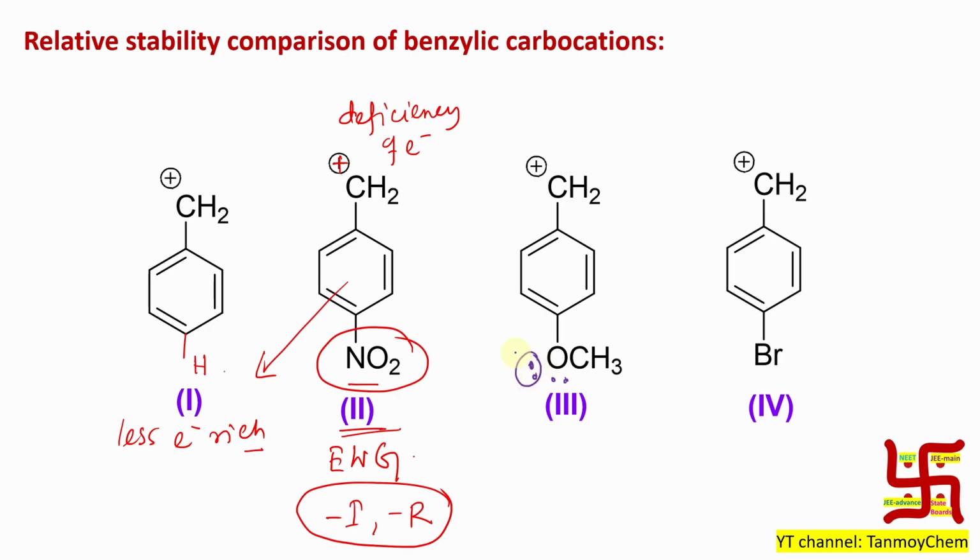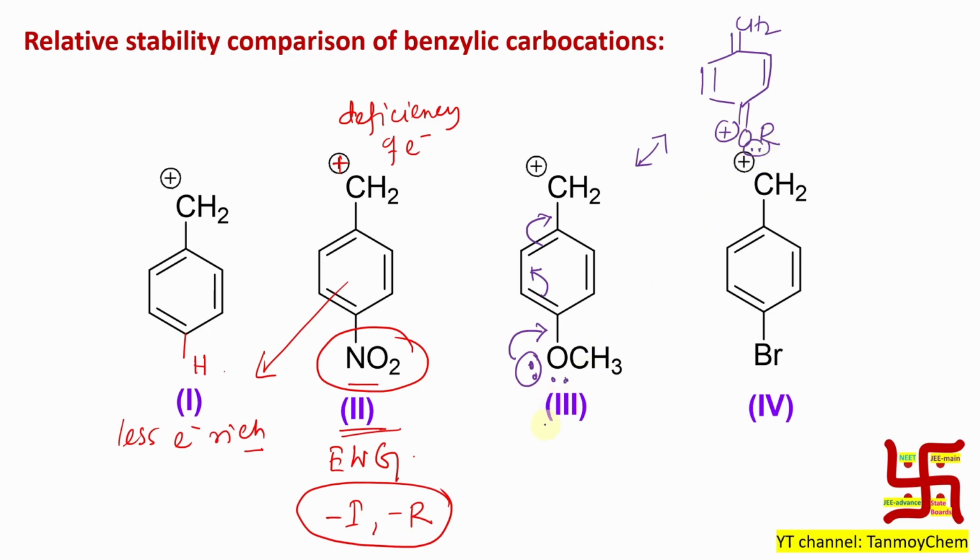By the way, I am drawing only one canonical form. I request you please draw this by yourself. There are many other canonical forms possible, but I am drawing only that which is important for this point. So okay, the positive charge on oxygen participating in this plus R effect or resonance.